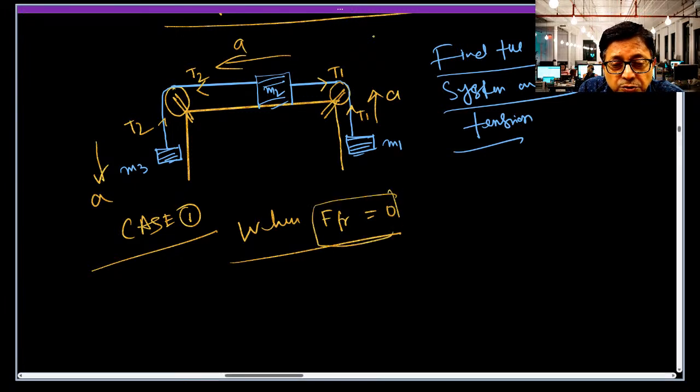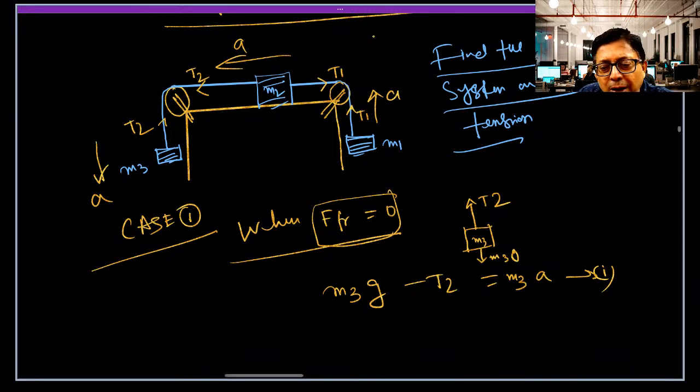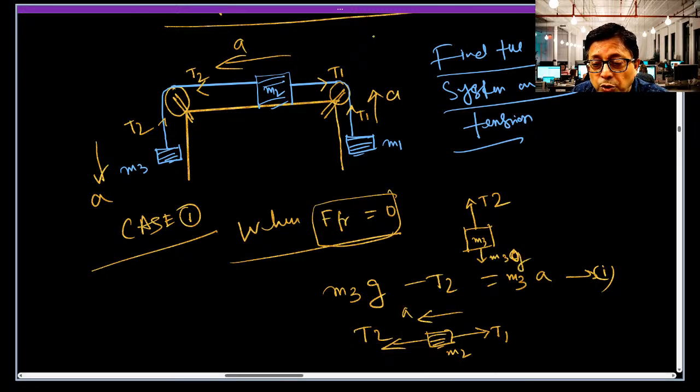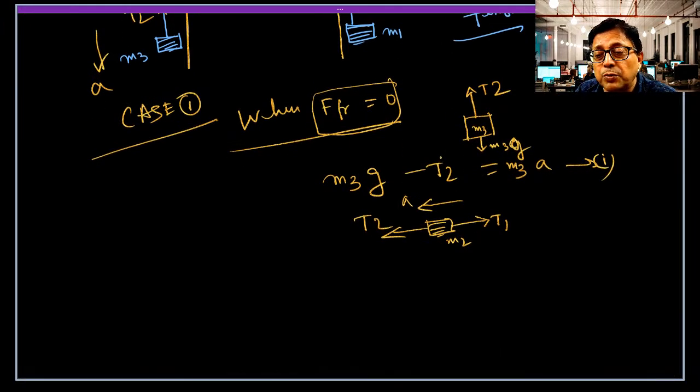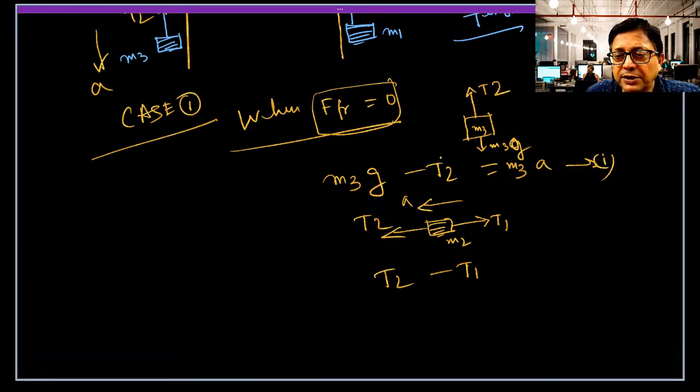When the force of friction equals 0: M3G minus T2 equal to M3 into A. Number 1. For this central mass, what will you do? Here for M3, it was like this, T2 upward, so the equation of motion. For M2, what will happen? If you go by free body diagram, it is being pulled towards left, and towards right also, but the resultant is acceleration here. That is T2 minus T1 equal to, it is not mg, it will be M2 into A.